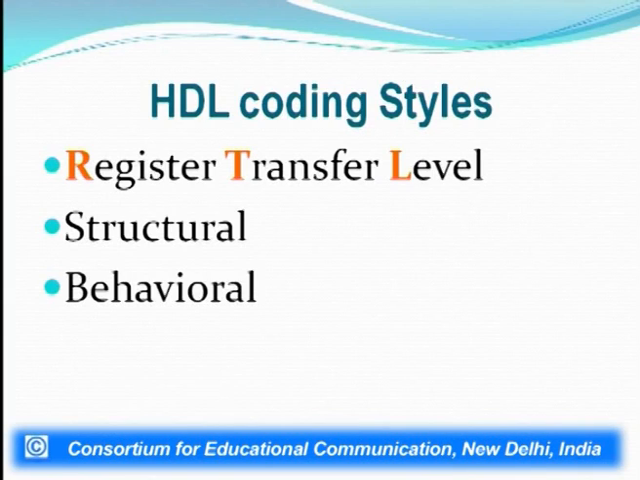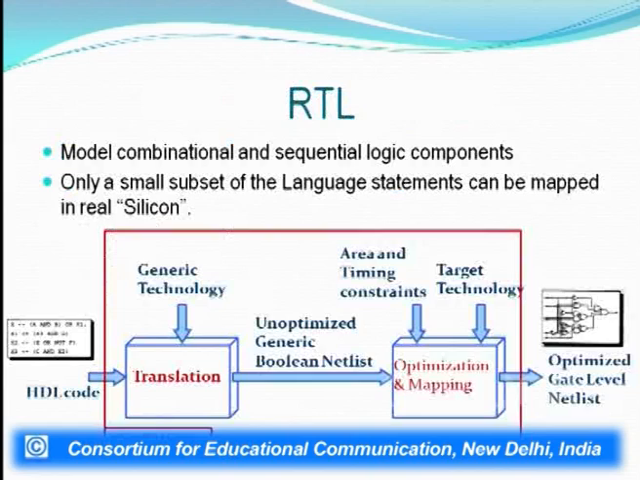Now in HDL, there are basically three types of coding styles. There is the register transfer level style, which is normally called RTL. There is a structural style, and there is a behavioral style. These styles are typically found in all the HDLs that exist. The more typical styles are different for different types of HDLs, and as and when we go about studying a particular HDL, those styles become more clear.